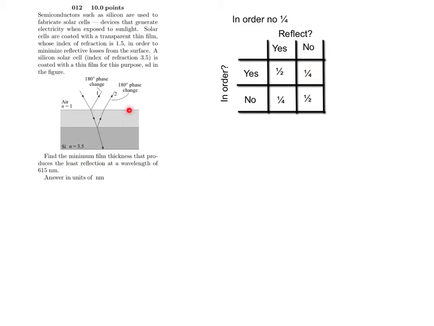I need this thickness here to be 1/4 of the wavelength of the light when it's in that substance. I know that the wavelength out here is 615 nanometers, so I need to find the wavelength in here and then divide that by 4 to get the thickness of this film. So again, I'm going to use the equation n1 lambda 1 equals n2 lambda 2. So n1 is 1, lambda 1 is 615 nanometers, n2 is 1.5, and lambda 2 is what I'm looking for.